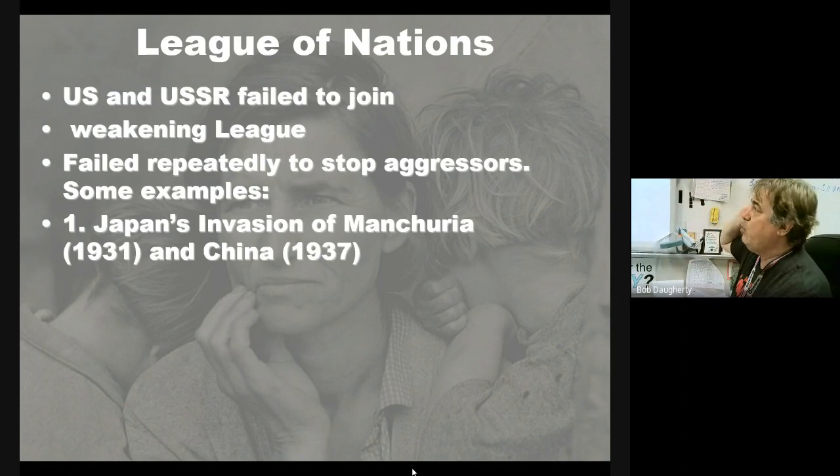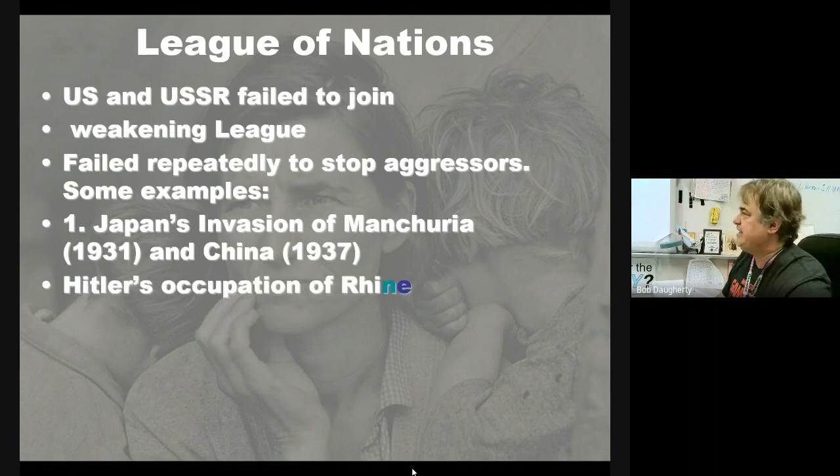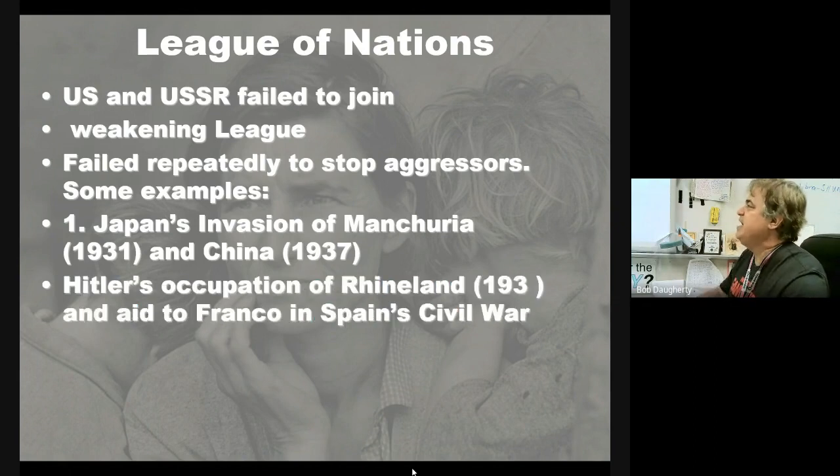In 1931, Japan invaded Manchuria. Japan needed lots of resources. It invades. The League does nothing. It tries to criticize them. Nothing happens. And in 1937, Japan goes ahead and invades the rest of China. Once again, nothing really happens.